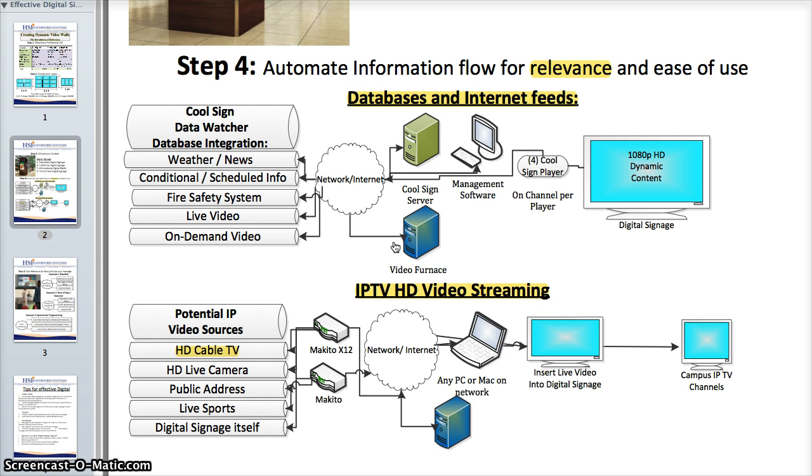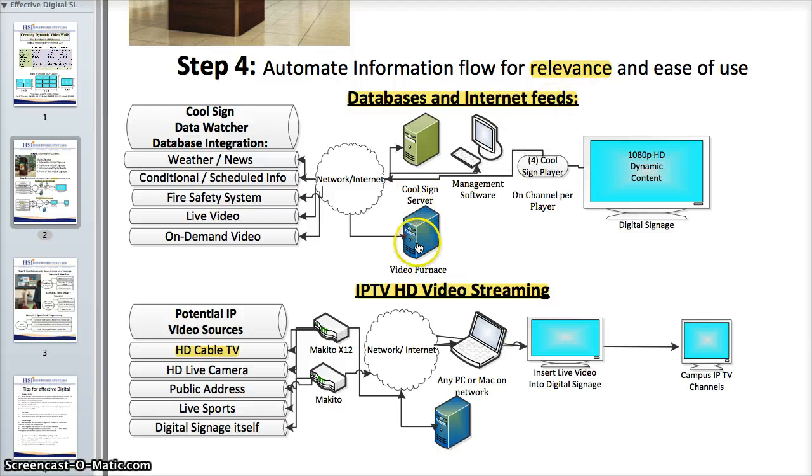Whatever your system is, you're going to want to automate the information flow for relevance and ease of use. So relevance is key here. How can we use the data that's out there on the internet or on your network and tailor your information that's coming through the digital signage to what's current and what's pertinent today?